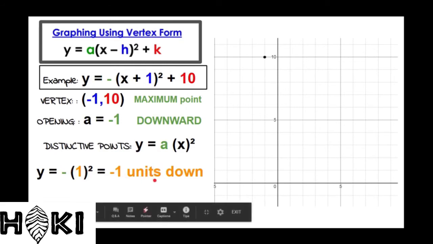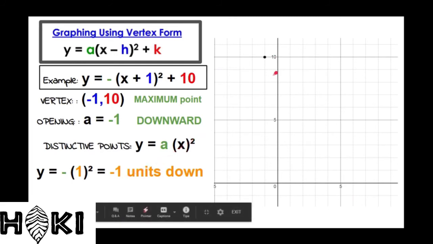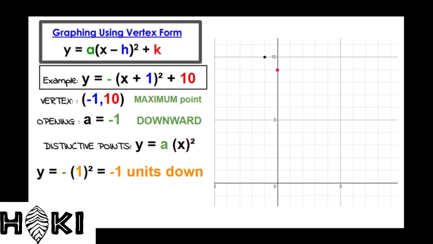Okay, since it is negative, we have to make movements downward. So we have 1 to the right side, and then 1 unit down, as if we are doing the reflection. Again, we also do that on the left side, 1 unit to the left side of the vertex, and then again 1 unit down.